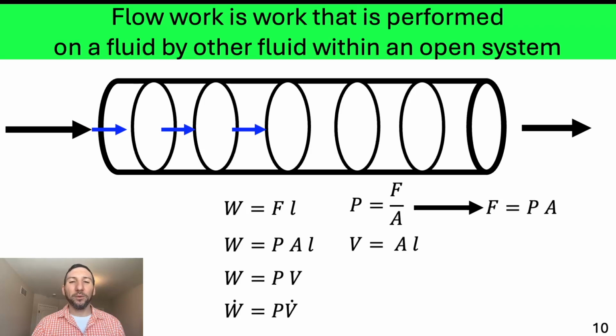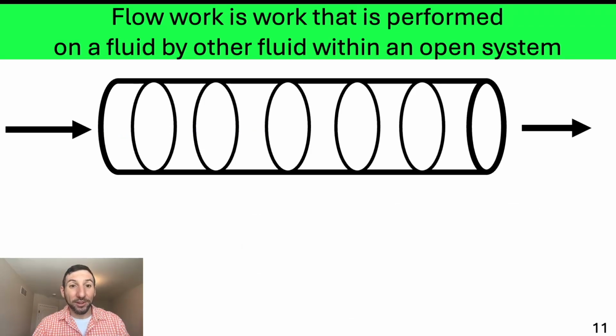Now, with this system, what I want to think about... I forgot to mention that we can also redefine work and say that it's mass flow rate times pressure times specific volume. Because if you look at mass times volume, the units will cancel out, giving me a volumetric flow rate.